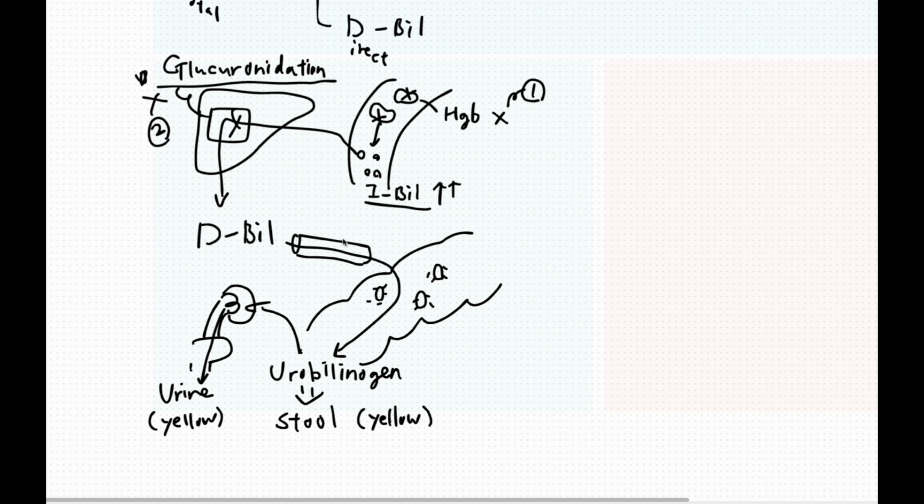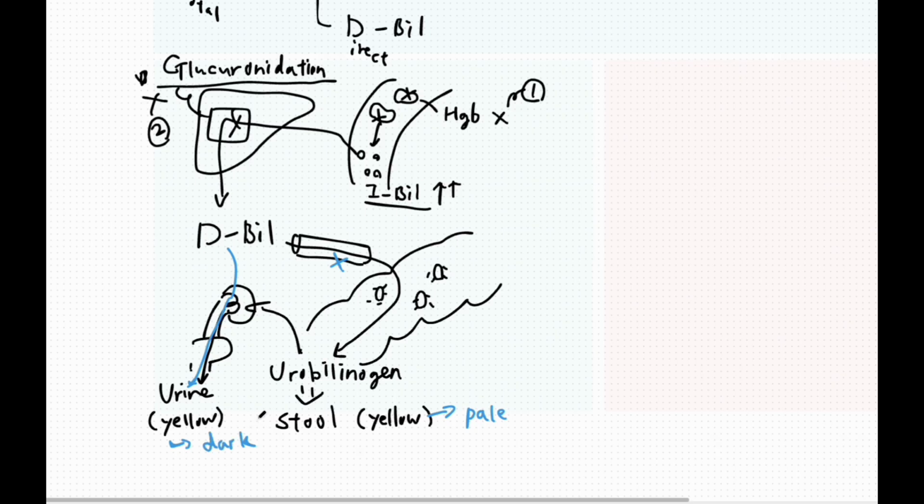When bile flow is obstructed, bilirubin cannot reach the intestine. As a result, stool becomes pale. At the same time, conjugated bilirubin refluxes into the bloodstream and is excreted in urine, making the urine dark. These are classic and frequently tested findings.